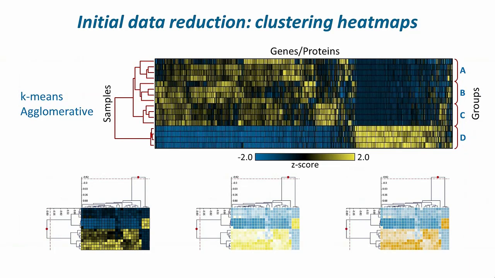Of note, most early heat maps were colored red and green, which should be avoided, as this color combination cannot be distinguished by individuals with the most common type of color blindness.